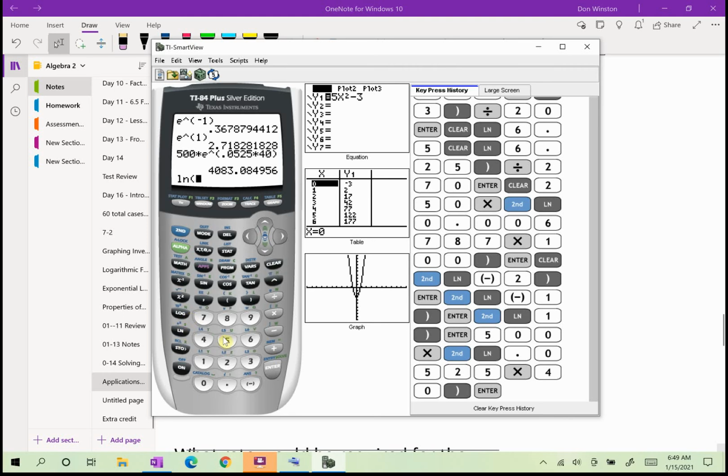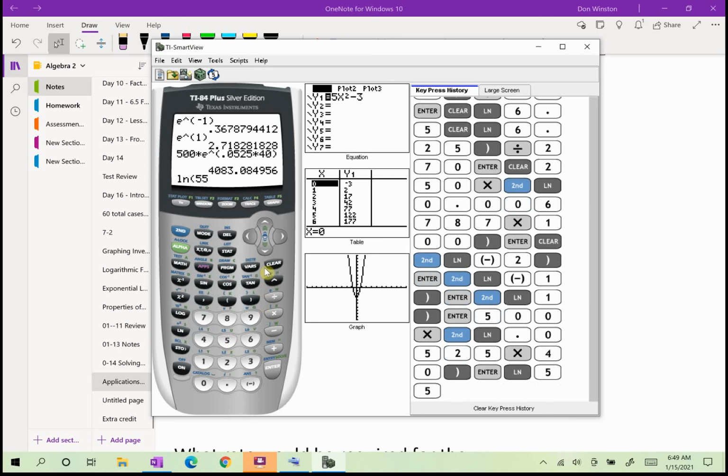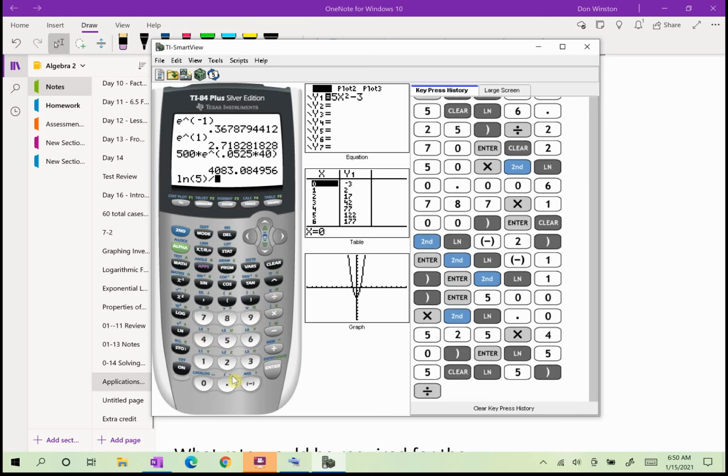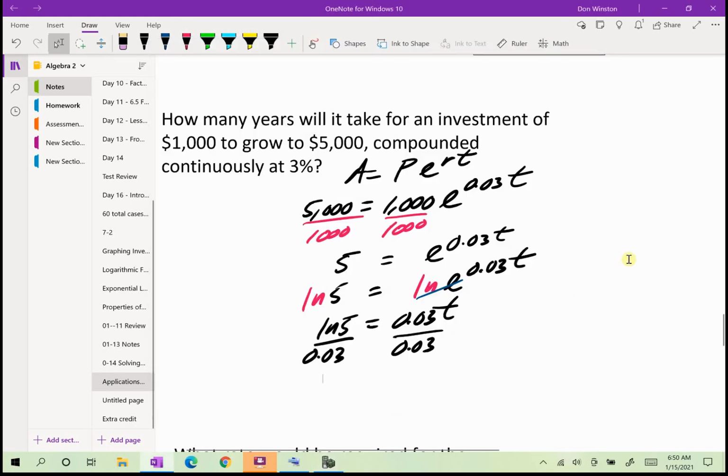So natural log of 5, oops, clear. Natural log of 5 divided by 0.03, 53.64. 53.65. So let's say 54 years.